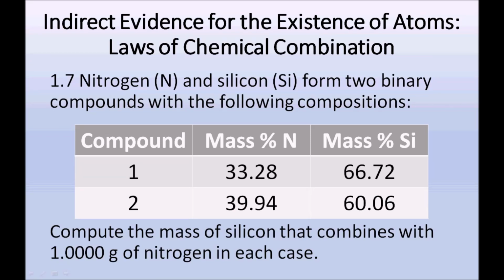Indirect evidence for the existence of atoms. Laws of chemical combination. Question 7. Nitrogen and silicon form two binary compounds with the following compositions.